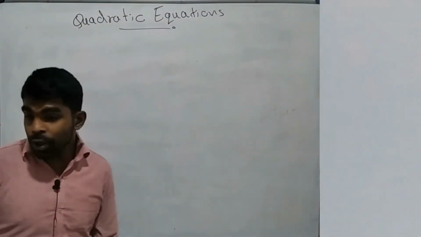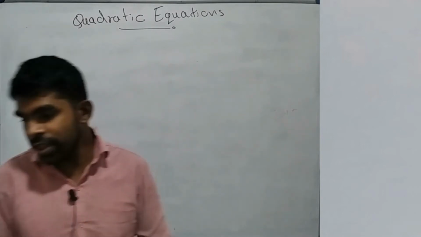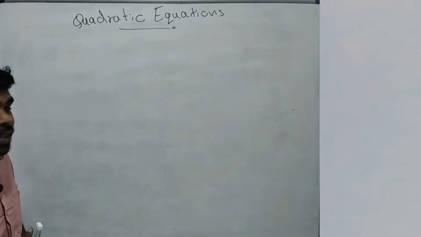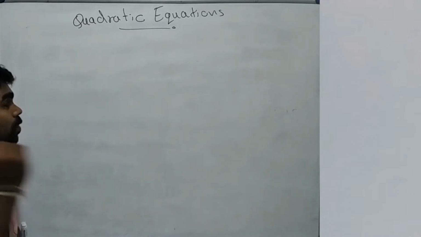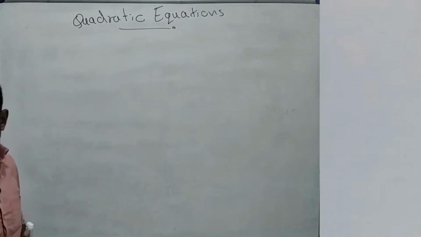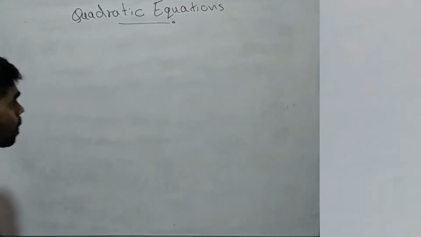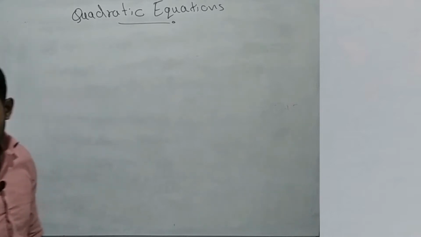If there are square terms in an equation, we can consider it as a quadratic equation. If there are square terms, we can define it as a quadratic equation. Understanding the theory of quadratic equations, I will consider some examples.